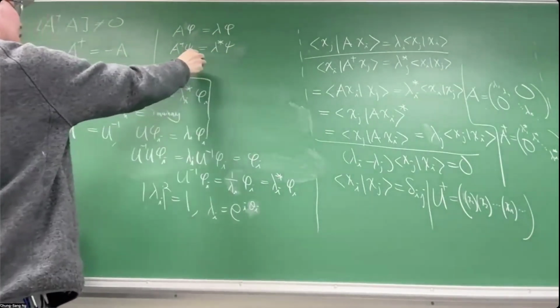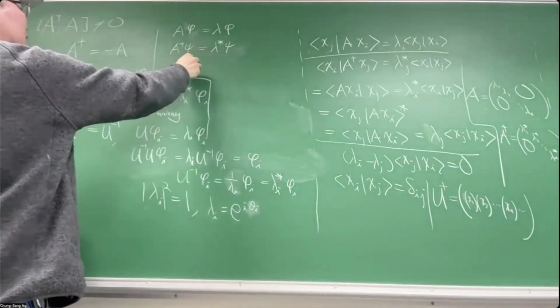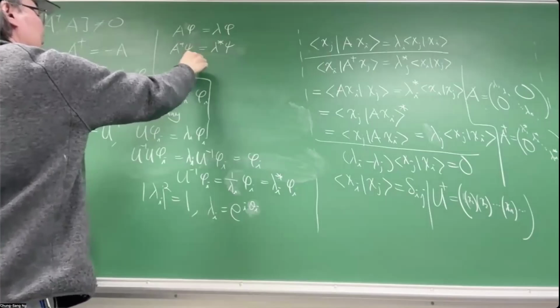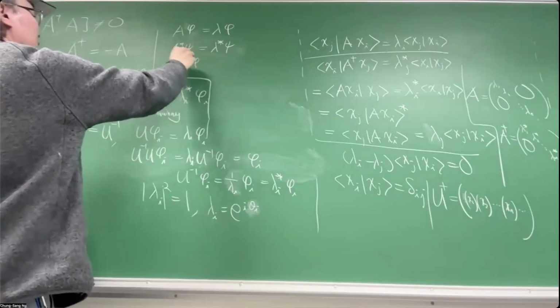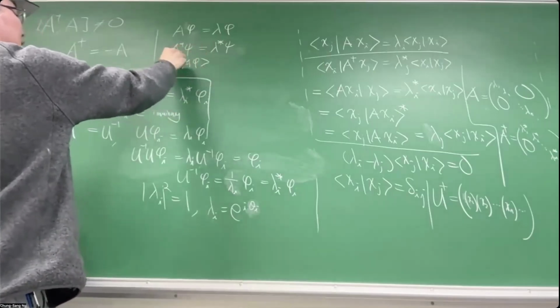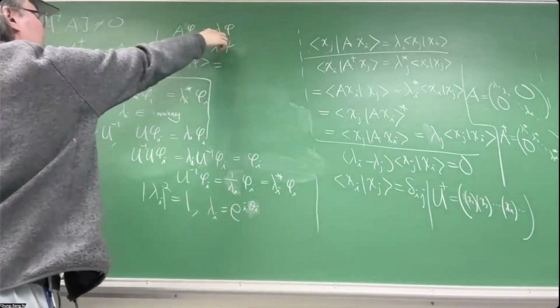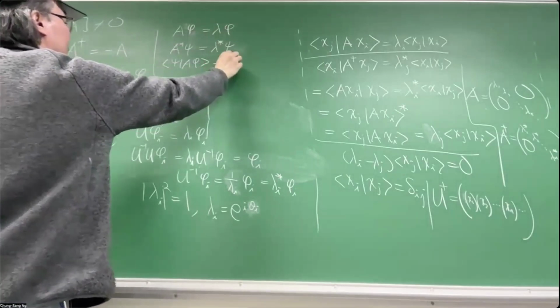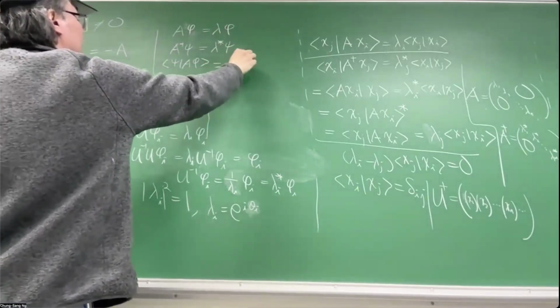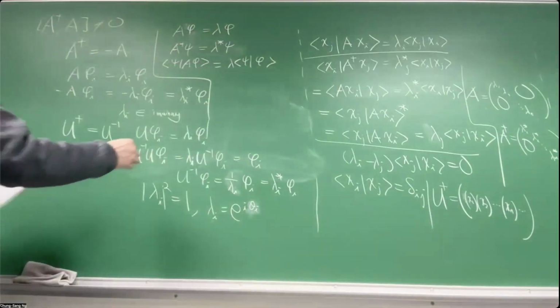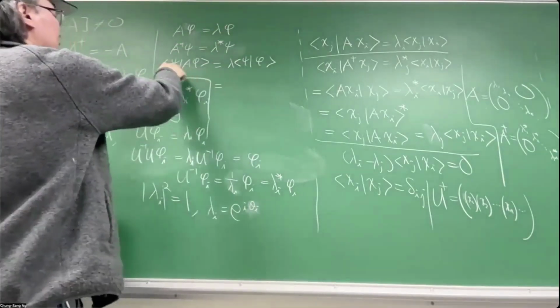Say the first equation, you have A operate on phi. So A phi, and take the scalar product with psi, right? And then using the first equation, the right hand side has a lambda, so you pull out the lambda. So lambda times the scalar product between psi and phi, right?